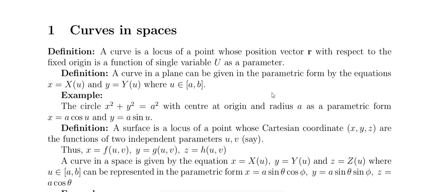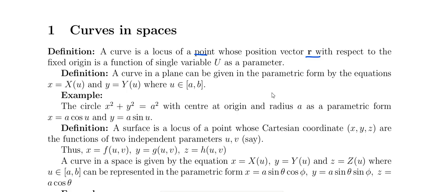Curve, space curve, in the syllabus. So the curve in space: a curve is the locus of a point whose position vector is the r vector with respect to the fixed origin, and is a function of a single variable u as a parameter. That is the definition.